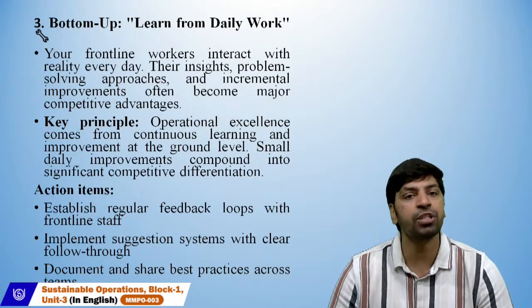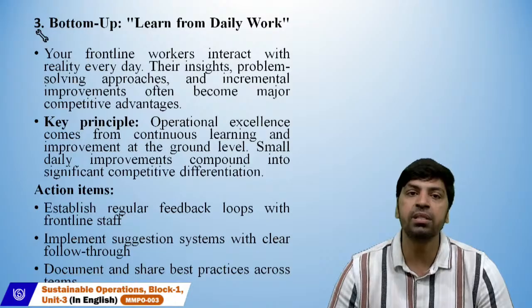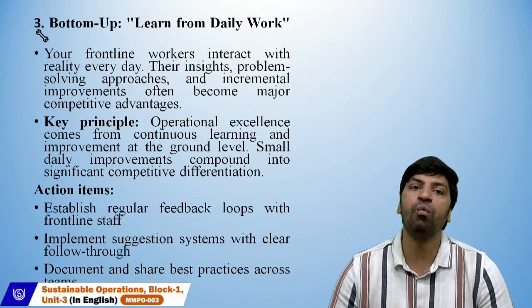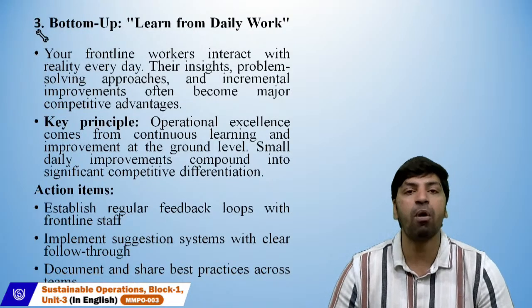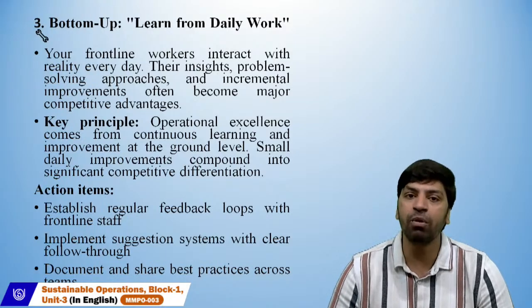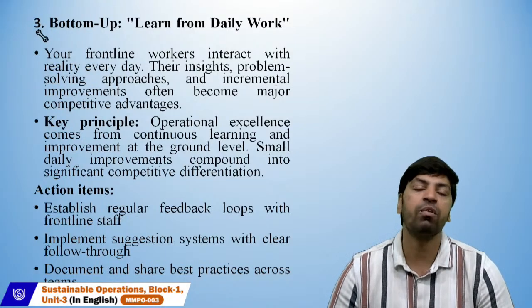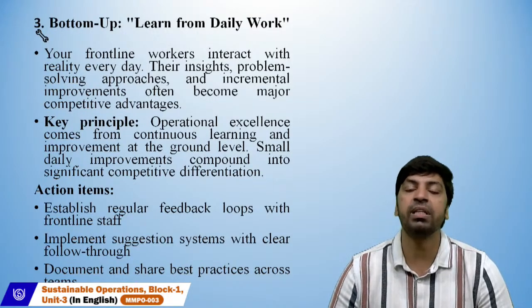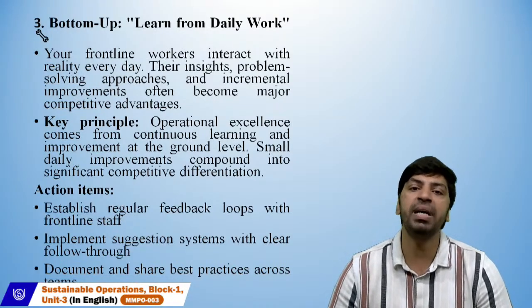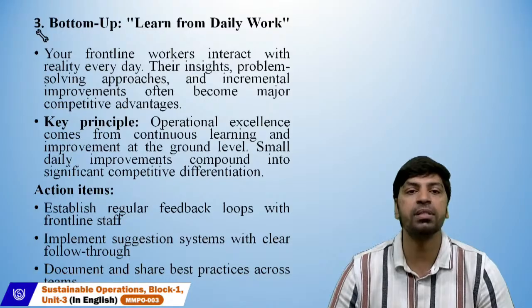There are a few actionable measures which the organization could take to achieve the perspective called bottom up. The first one is to establish regular feedback loops from frontline staff. Implement suggestion systems with clear follow through, that means with clear instructions. Document and share the best practices across teams.